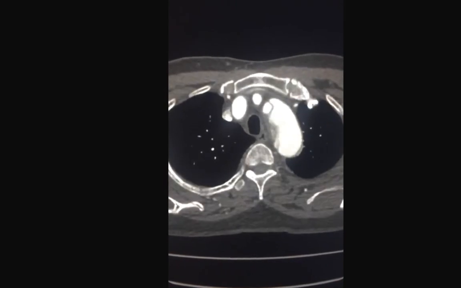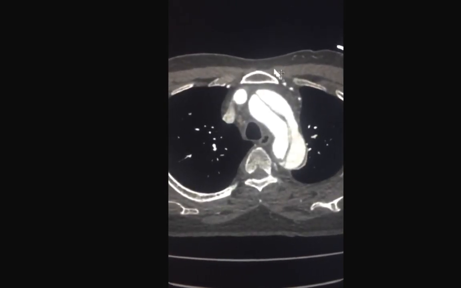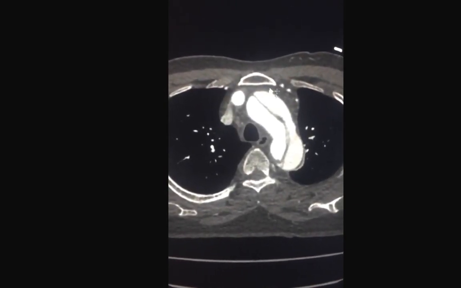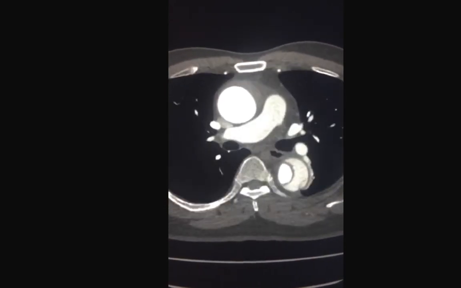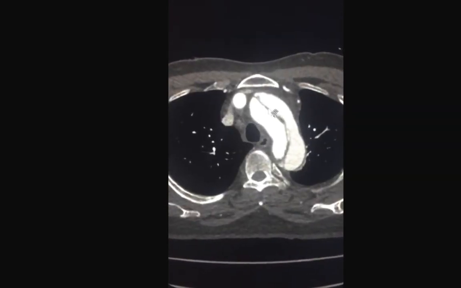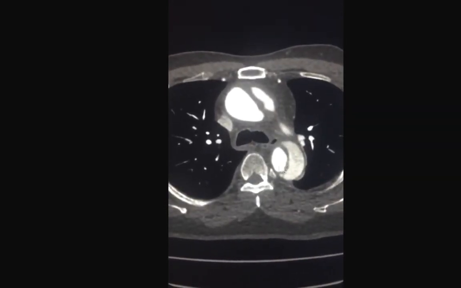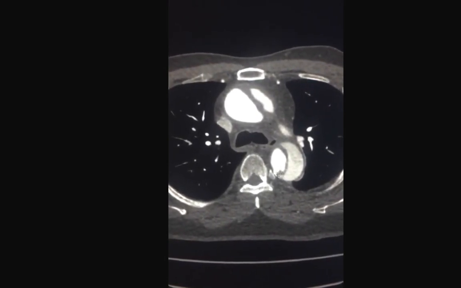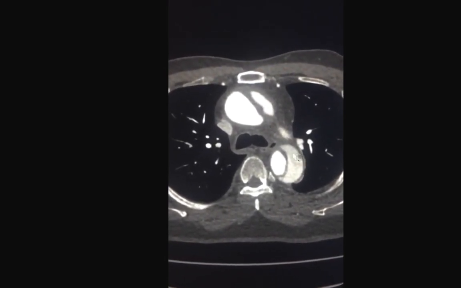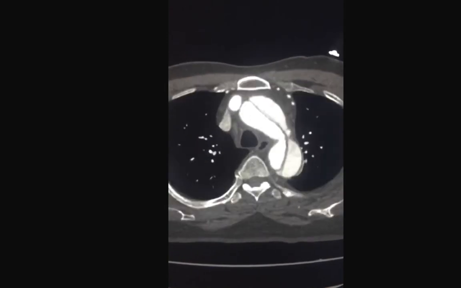This is a CT angiogram of the aorta. As you see, there is contrast that's very bright within the aorta, and that's the way these studies are done. The aortic lumen, which is here, should be of uniform brightness. So this appearance is extremely unusual.